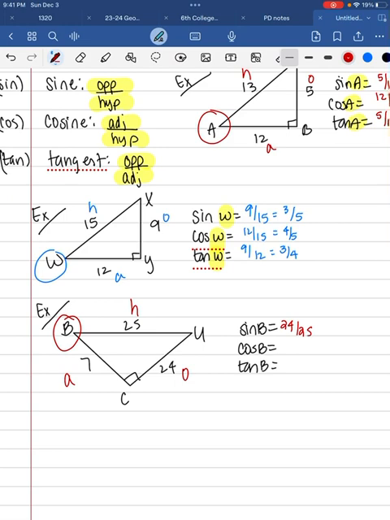Cosine is adjacent over hypotenuse, so that is 7 over 25. That also will not simplify. And our last one, tangent, opposite over adjacent, that is 24 over 7. Notice how that one's improper. It wasn't on any of the other ones, but it is on this one. That is okay. Tangent is the only one that can be improper.